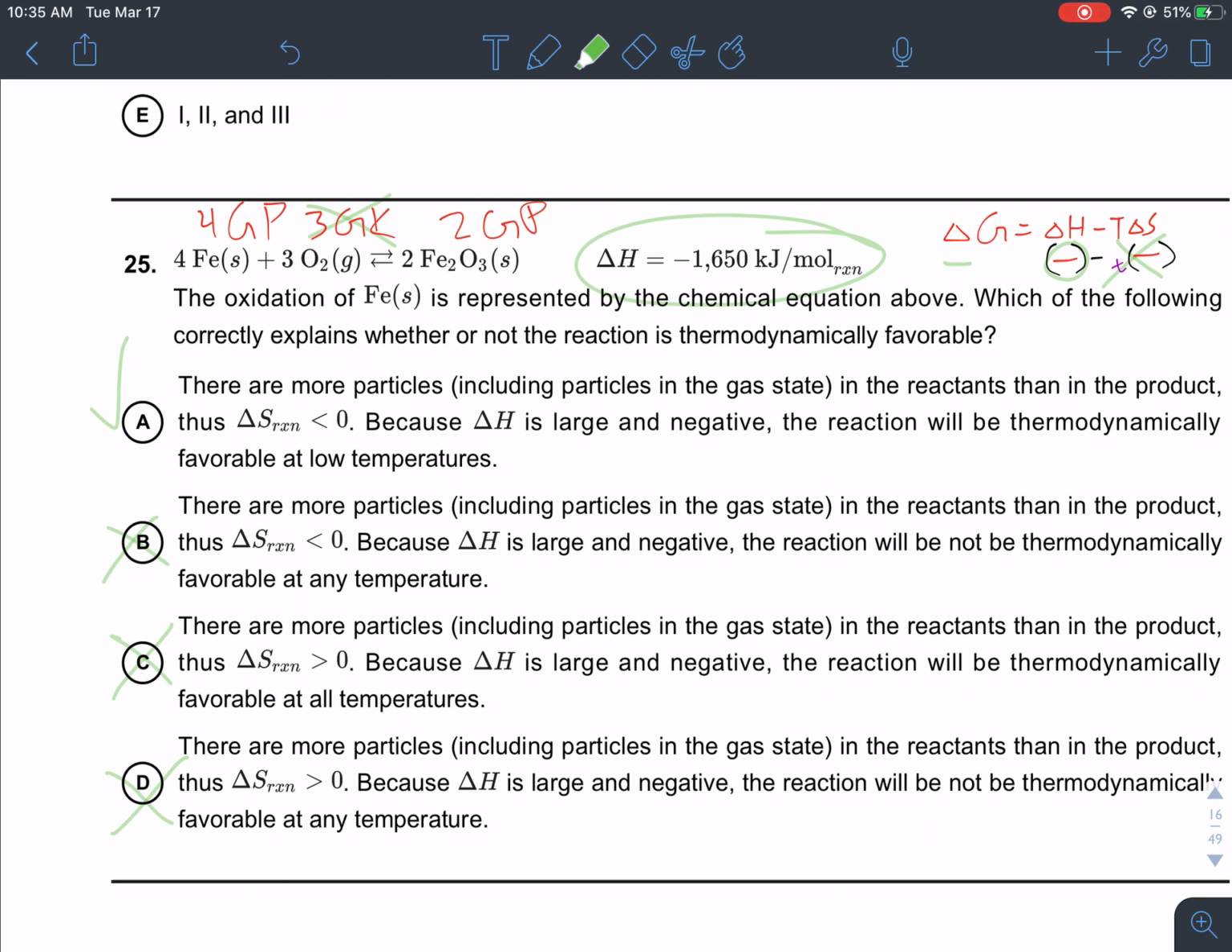And if you weren't sure, look at B. It says, because delta H is large and negative, the reaction will not be thermodynamically favorable at any temperature. No. If your temperature is super high, your delta S will overcome your delta H and it'll become positive.